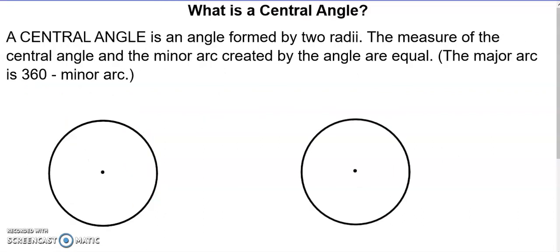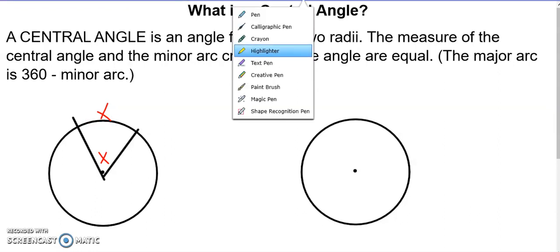Other terms we want to talk about, we're going to name 2 types of angles. One is called a central angle. This is an angle that is formed by 2 radii. I wanted my drawing tool, please and thank you. So if I give you 2 radii, that is a central angle. And this angle is equal to the measure of its intercepted minor arc. So if I know this angle is x, this arc is x.